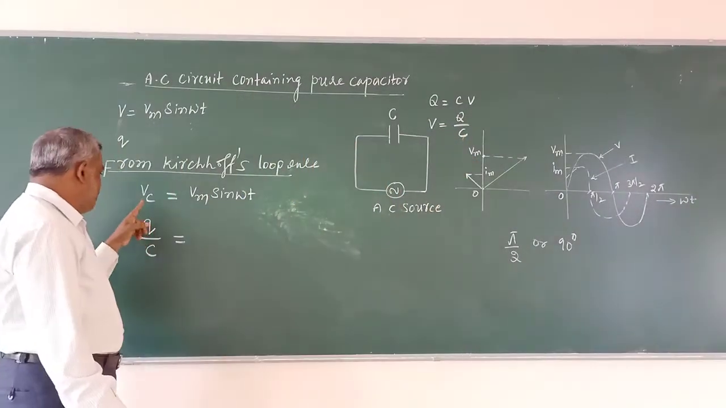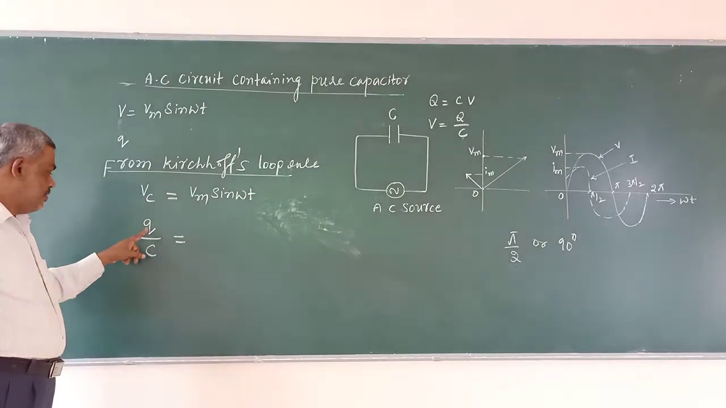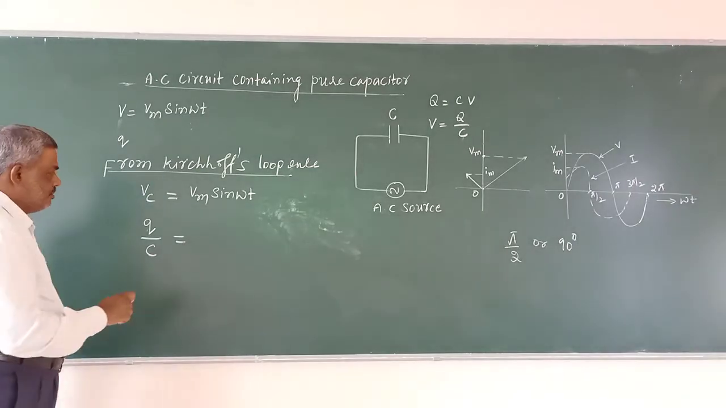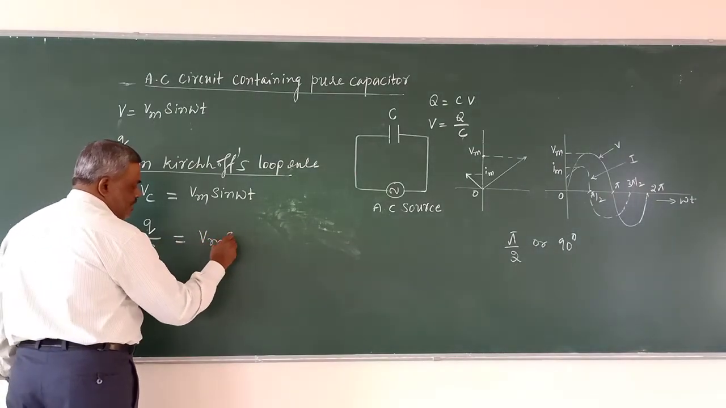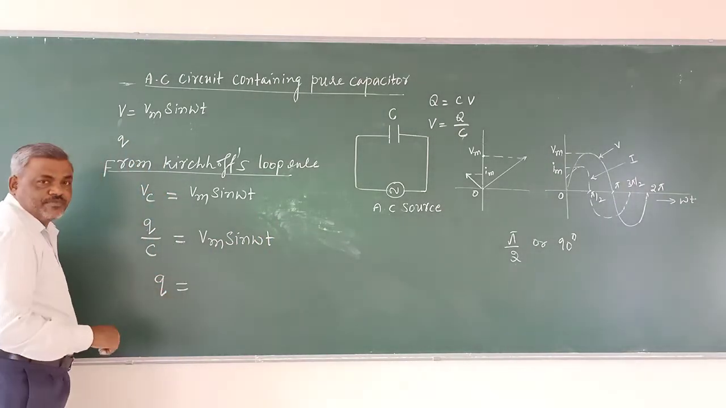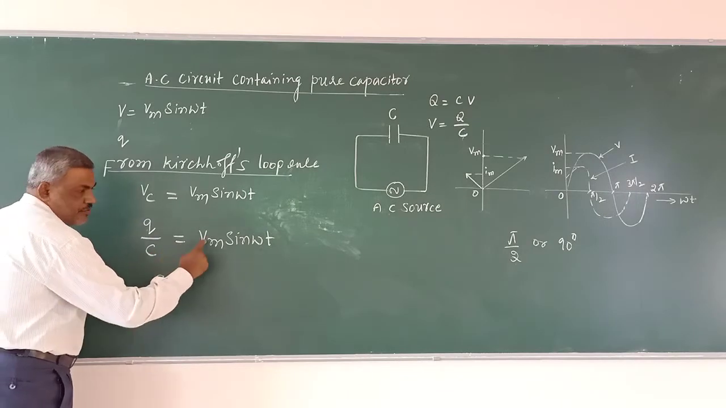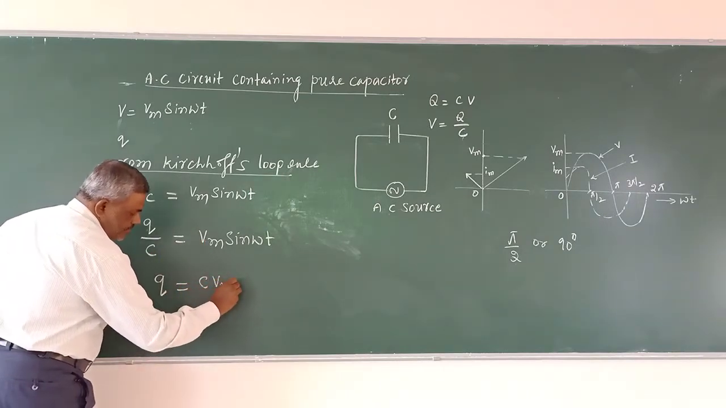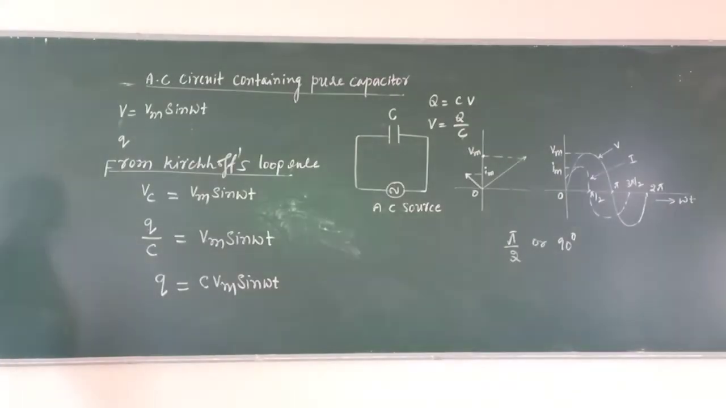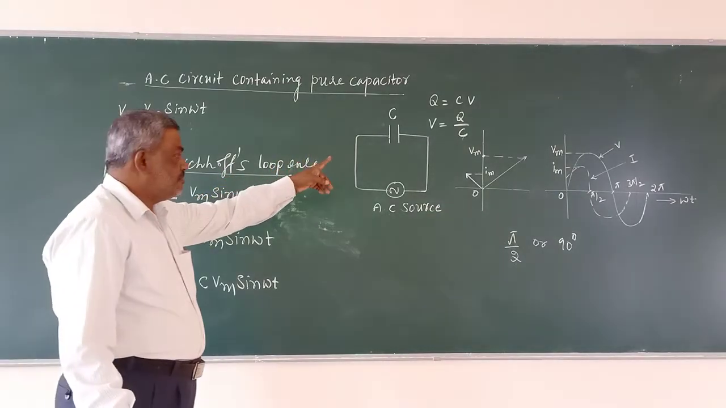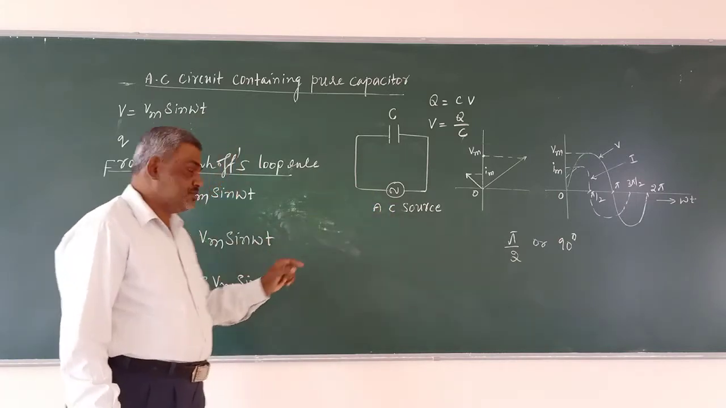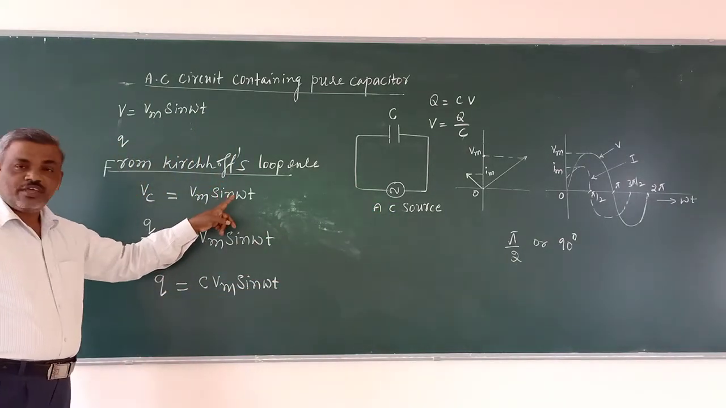Now we have Vc equal to Q by C, where Q is the charge on the capacitor and C is the capacitance of the capacitor. So Q by C equals Vm sin omega t. Now Q, the charge of the capacitor, equals C Vm sin omega t. From Kirchhoff's loop rule, the potential difference across the capacitor is equal to the potential difference across the source, so Vc equals Vm sin omega t.